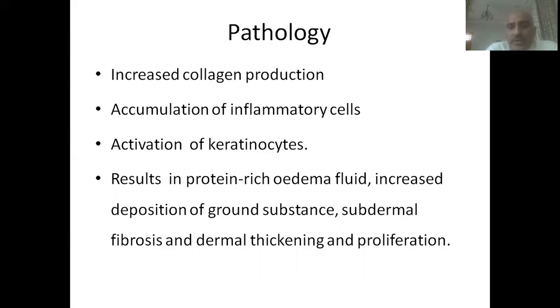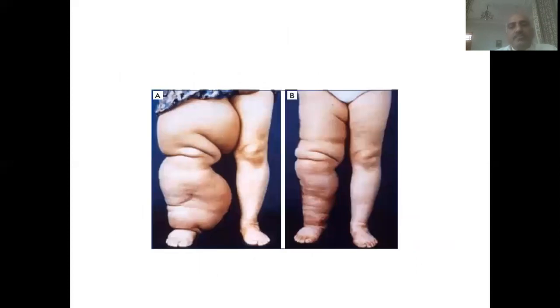And there is protein-rich edema fluid, increased deposition of ground substance. Ground substances, all these proteins fill up the tissue, and there is subdermal fibrosis and dermal thickening and further proliferation. And when it thickens, it crackles, and there is a breach of skin. And then again, all cascades of reaction, infection, inflammation. Now you can compare one limb that is fine and the other limb, and you can see all this.